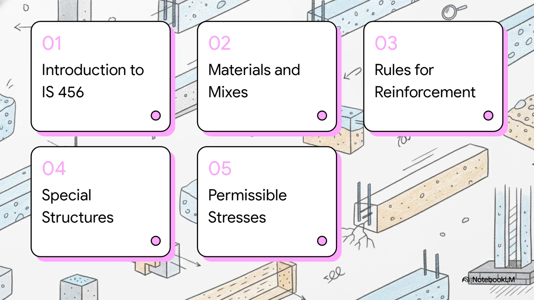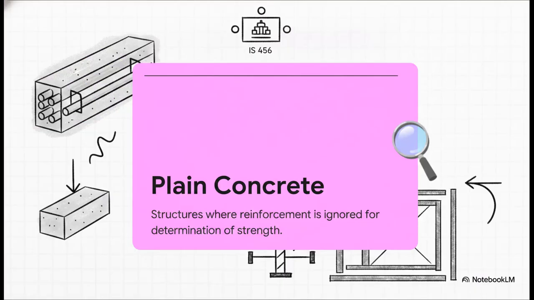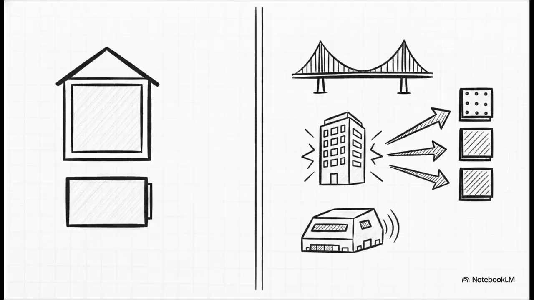Let's get to it. Starting right off with Section 1, Introduction to IS 456 and its general scope. This very first section lays down the absolute boundaries of the code. Take the definition of plain concrete structures, for example. In these structures, any internal steel reinforcement, even if it is physically right there in the concrete, is mathematically ignored when you calculate overall strength. It's this beautifully conservative engineering principle. It basically forces the design to ensure the concrete alone can bear the intended load completely without relying on the steel.